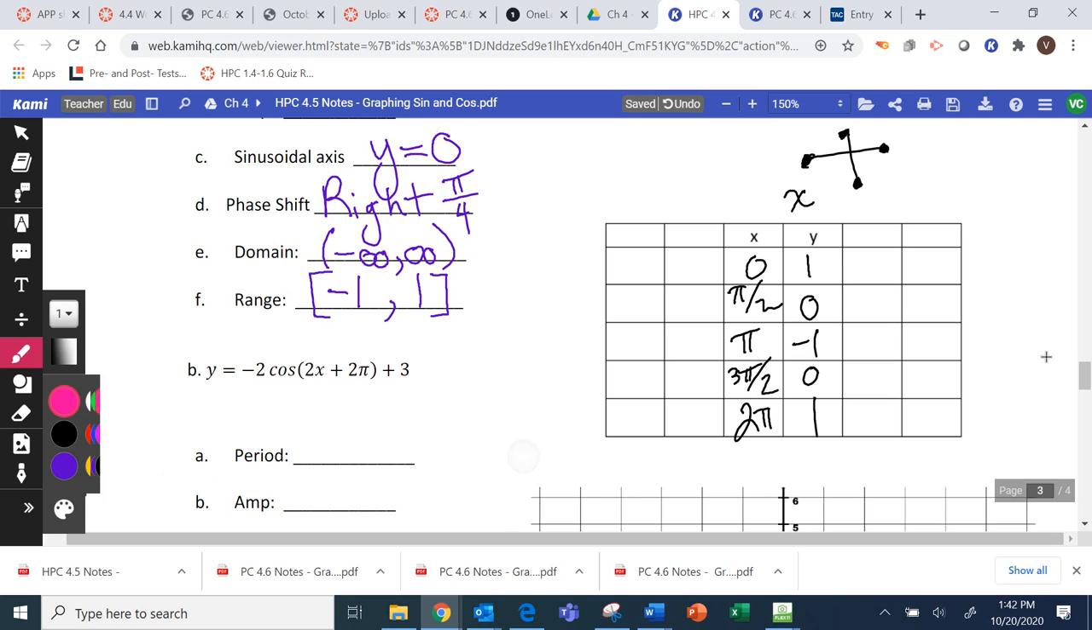Transformations. We have a -2 in front. That's a reflection and a vertical stretch of 2, but we can do all of that in one step. -2 multiply on the y side. Then we have a +3. So that is a vertical translation, up 3.